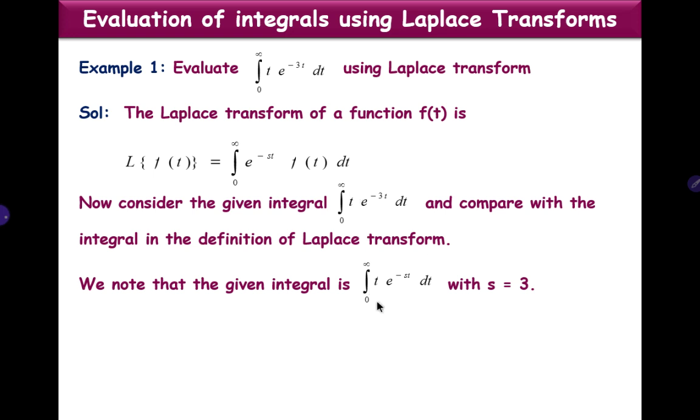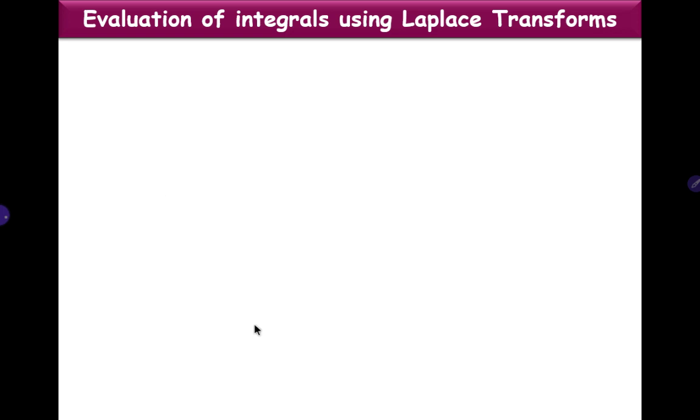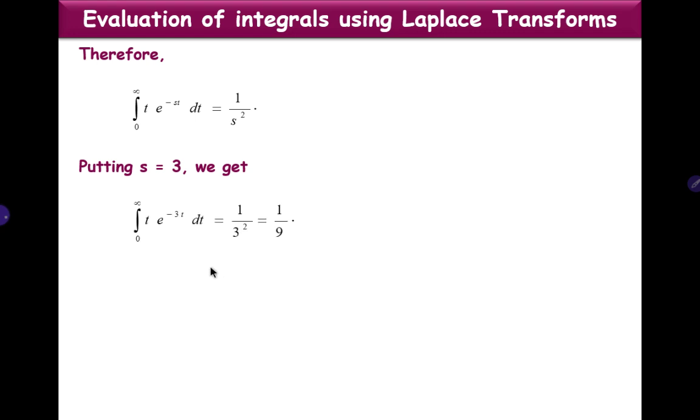Now what is integral 0 to infinity t into e power minus st? It is equal to L of t. What is L of t? 1 by s square. Therefore, integral 0 to infinity e power minus st into t dt is equal to 1 by s square. Now put s equal to 3. What happens then? Integral 0 to infinity t into e power minus 3t dt is 1 by 3 square, because s is equal to 3, which is equal to 9. Therefore, the value of integral 0 to infinity t e power minus 3t dt is equal to 1 by 9. So, the integral is evaluated.